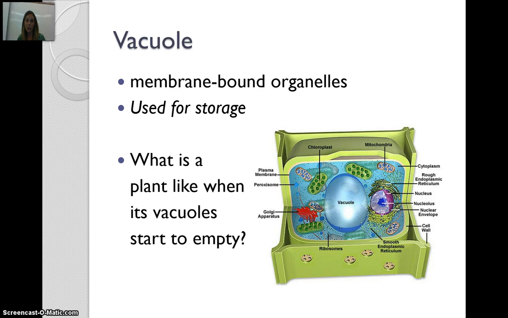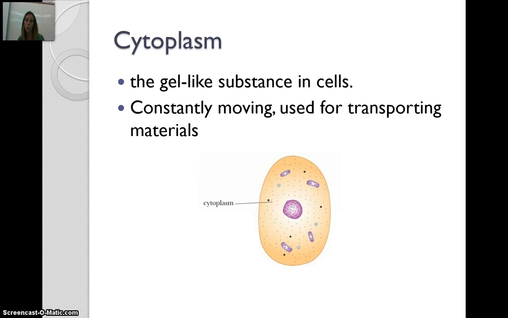The vacuole is a storage structure found in plant cells. This is what allows plants to stand upright. When the vacuole is empty, that's why plants start to droop. Okay, so it's used for storage, typically storing water found in plant cells. And then finally, the cytoplasm is the gel-like substance found in all cells. And that's it for today.